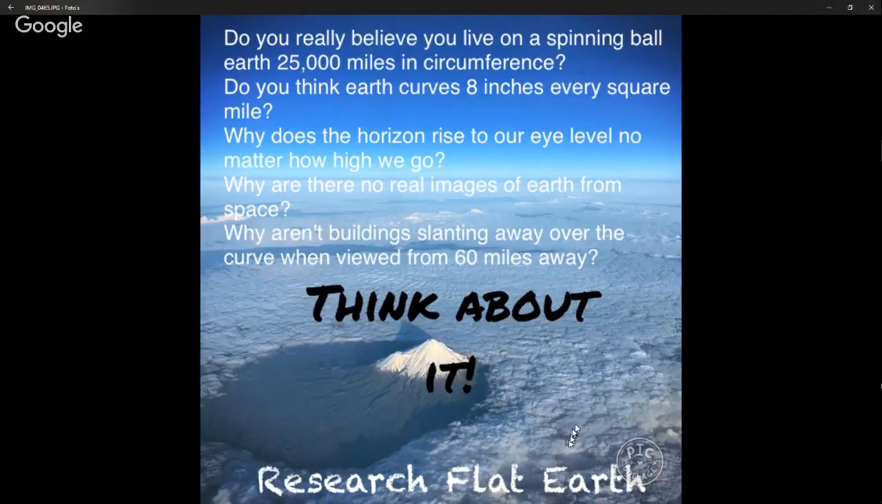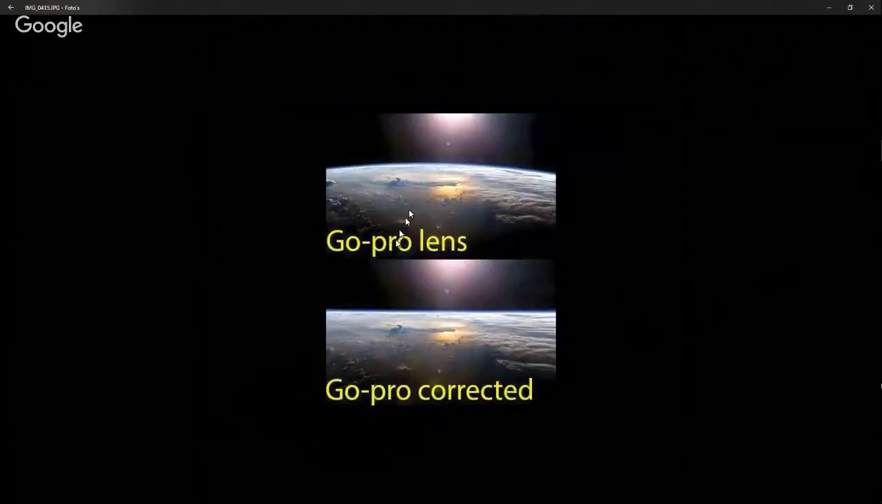Think about it. Research flat Earth. This is the lensing system I mean. This is a GoPro lens. All curved. No manipulation on these photos whatsoever. I don't do manipulation. I don't even have a program for manipulation, because I'm a poor soul. Everybody may know that. Look at this. Flat.